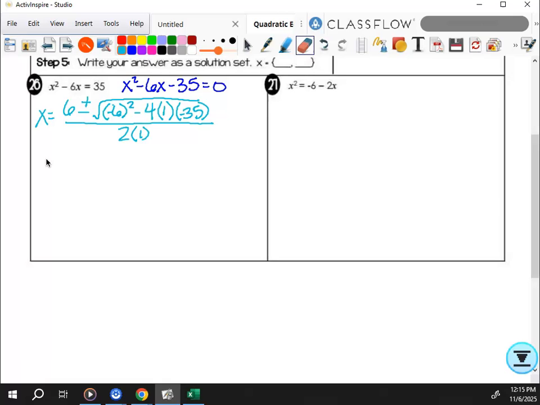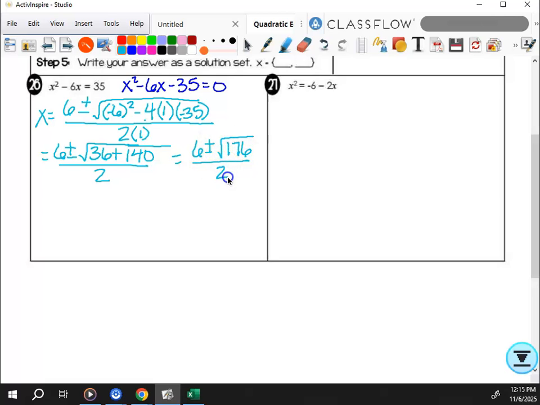This is going to be equal to 6 plus or minus the square root of, so negative 6 squared is 36. And then this is a negative times a negative, so now that's a positive, and that'll be a positive 140, all over 2. Okay. Then that will give me 6 plus or minus the square root of 176 all over 2.